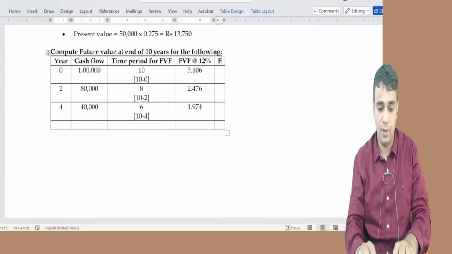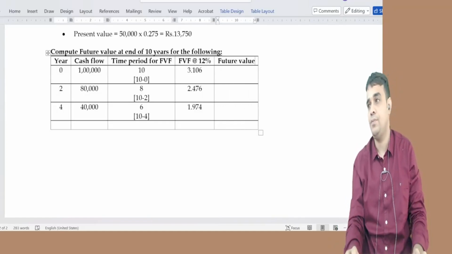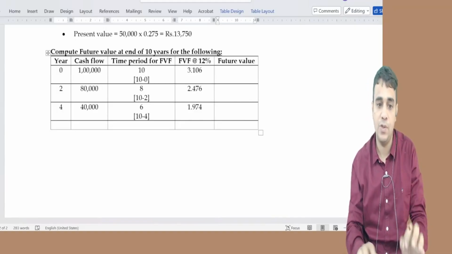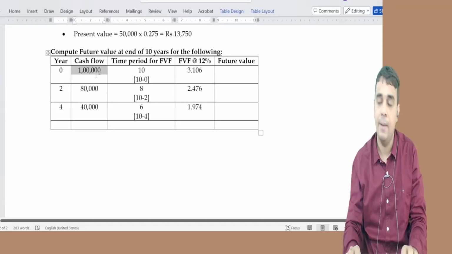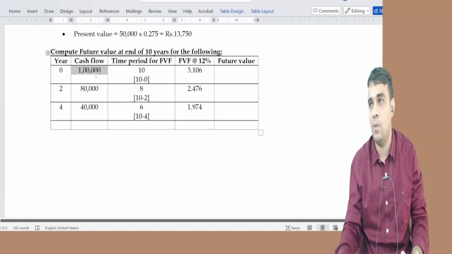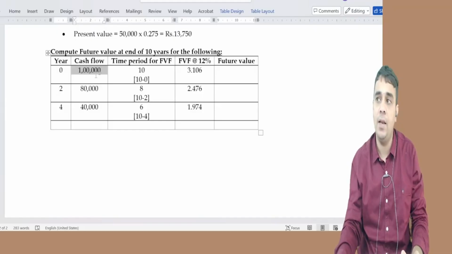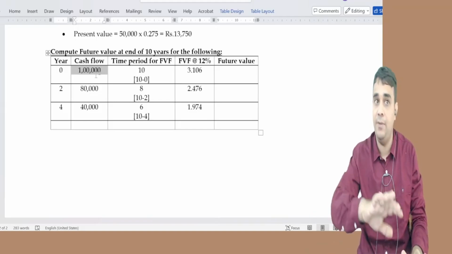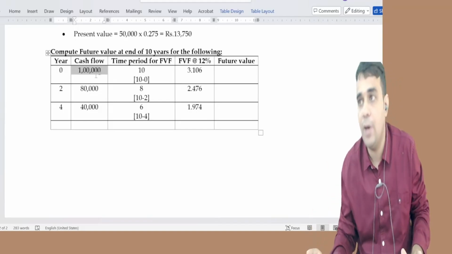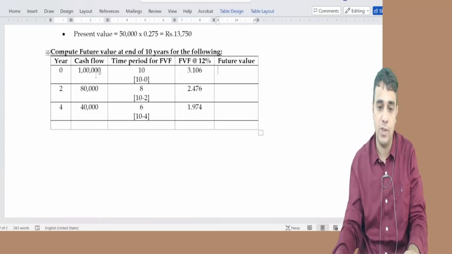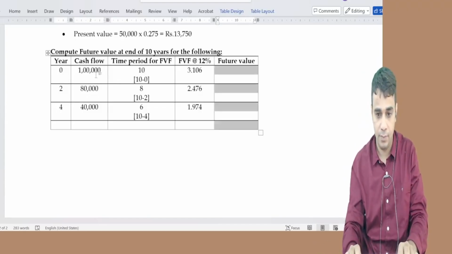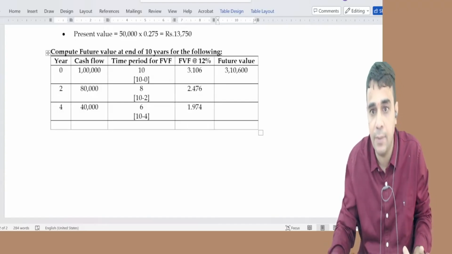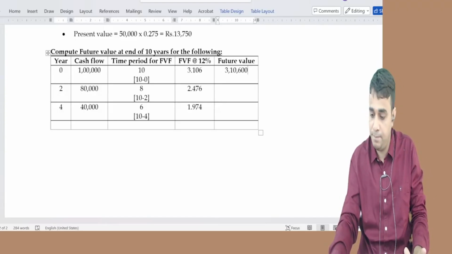Last column, future value. Now listen, what is future value? This 1 lakh multiplied with 3.106. If you want present value, it would have been division, but that is year 0. Depends on the data given in the question. It can be division, it can be multiplication. Here we are doing future value. So 1 lakh into 3.106 is 3 lakh 10,600. 310,600.